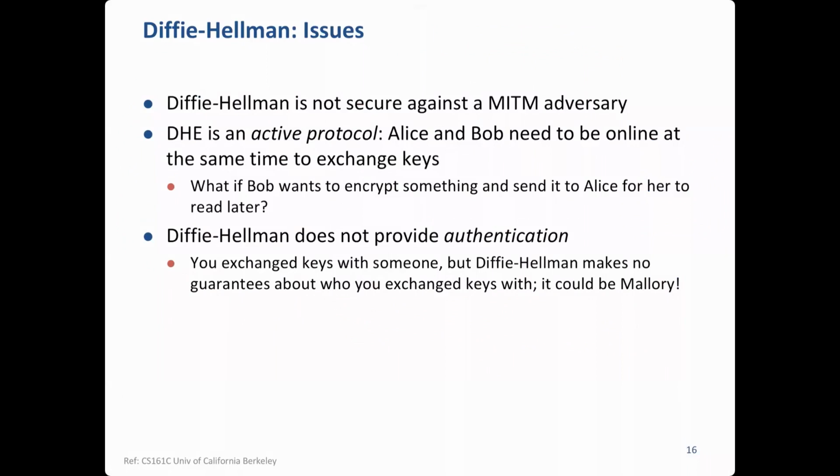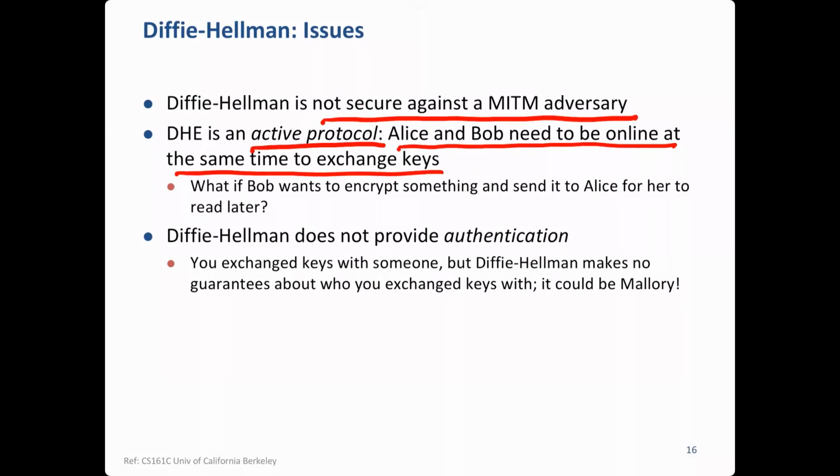So what are the issues with the Diffie-Hellman algorithm? It's not secure against a MITM adversary. Diffie-Hellman is also an active protocol. What do we mean by active? It means Alice and Bob need to be online at the same time to exchange keys. If Alice or Bob, one of them, is offline, then this algorithm will not work, obviously.